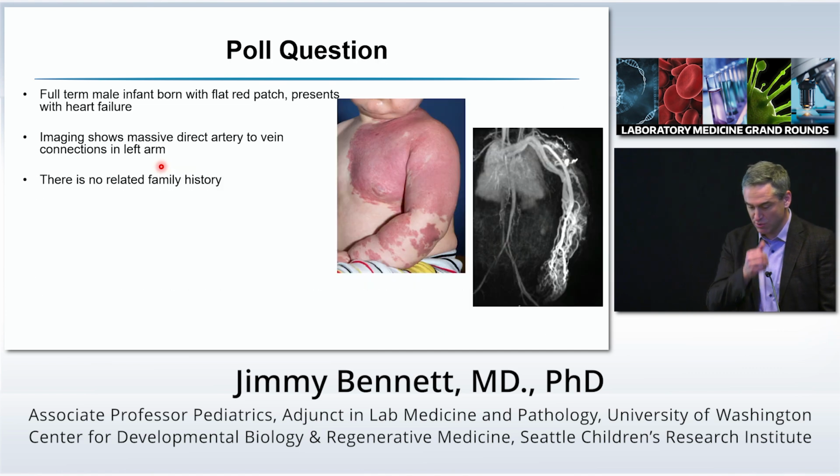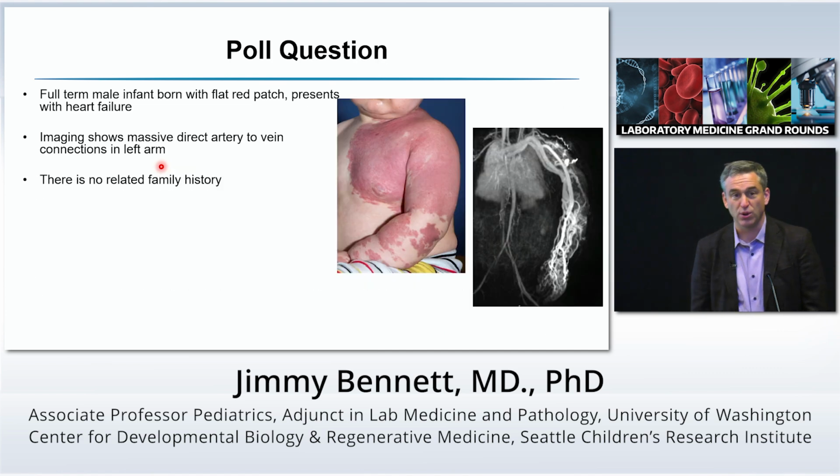So I'm going to start, just to increase engagement, with a poll question. This is a patient at Seattle Children's, a full-term male infant who was born with this flat red macular patch in a segmental distribution on the left shoulder, and presented in heart failure, actually. We had a nurse practitioner at Seattle Children's who I think saved this kid's life by sending him to the ER. And you can see why he had heart failure because of these direct artery to vein connections, just massive overgrown vessels in the left arm.